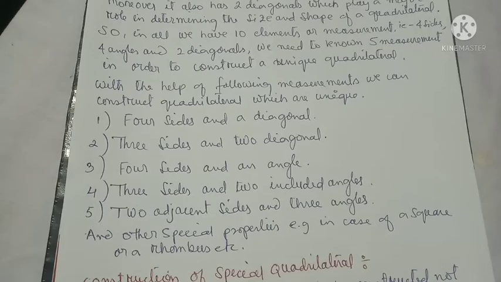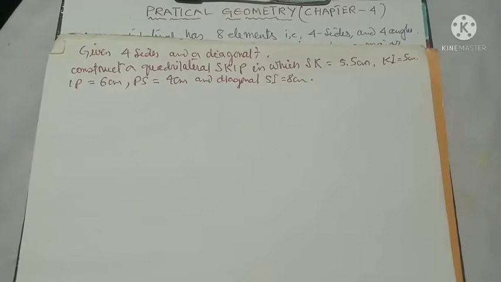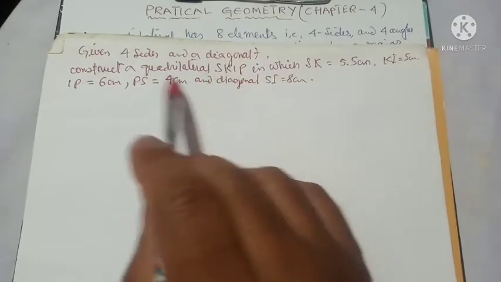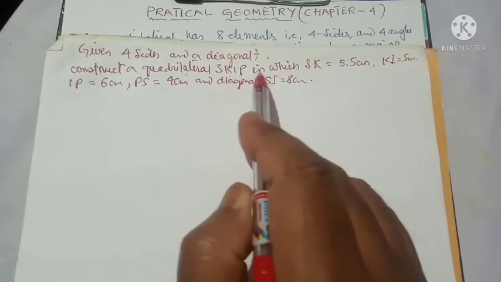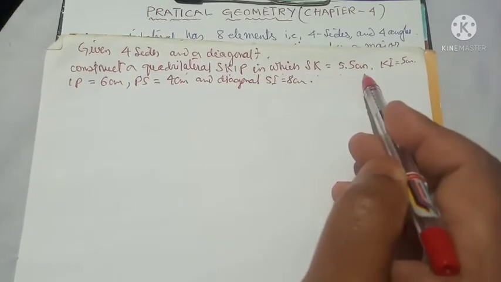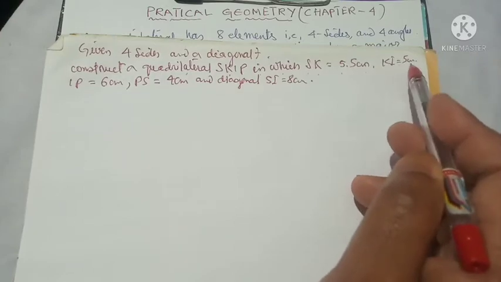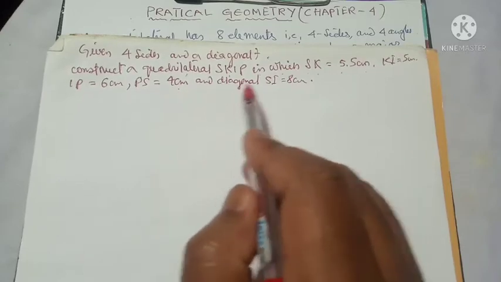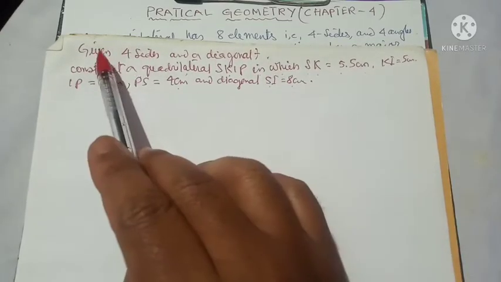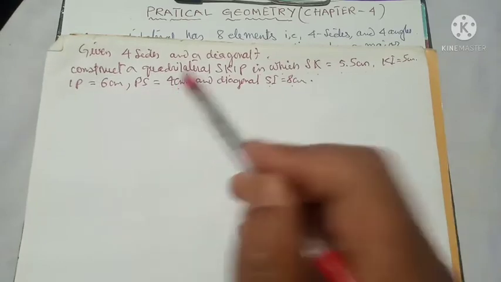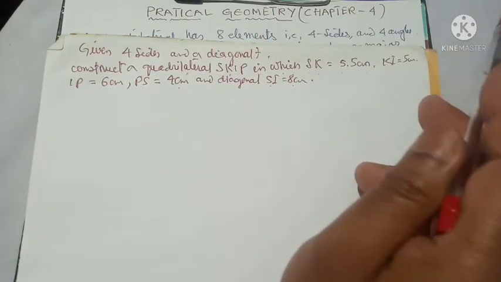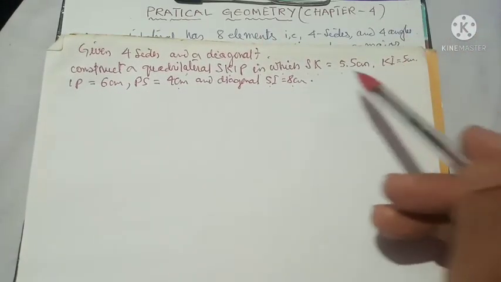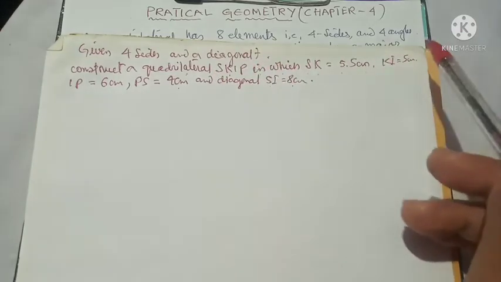So here we will start the construction one by one. Let's see the points. This is a question with 4 sides and 1 diagonal. Construct a quadrilateral SKIP in which SK is 5.5 centimeters, KI is 5 centimeters, IP is 6 centimeters, PS is 4 centimeters, and diagonal SI is 8 centimeters. We have 4 sides and 1 diagonal.